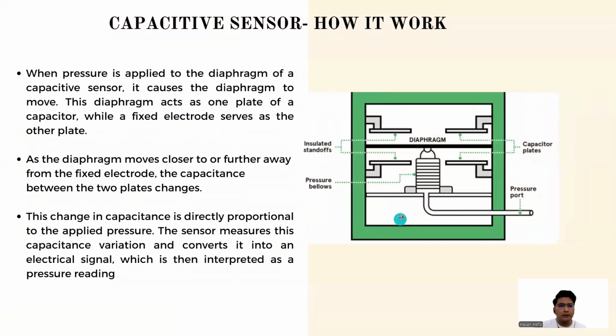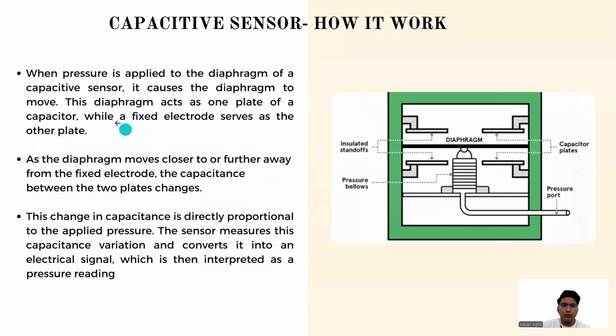So here is how the capacitive sensor actually works. When pressure is applied to the diaphragm of a capacitive sensor, it causes the diaphragm to move. This diaphragm acts as one plate of a capacitor, while a fixed electrode serves as the other plate. As you can see in the diagram, it has a diaphragm, capacitor plate, pressure port, pressure bellows, and insulated standoff. As the diaphragm moves closer to or further away from the fixed electrode, the capacitance between the two plates changes.